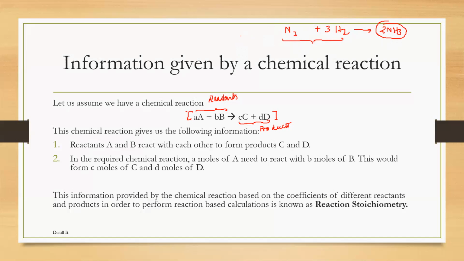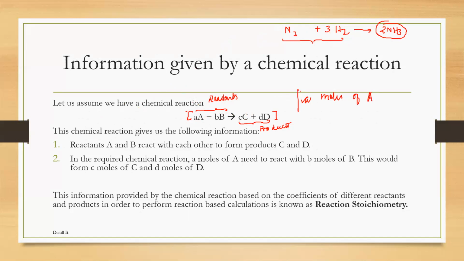The second and very important piece of information that the reaction would give you is how many moles of each reactant are going to react to form how many moles of products. This actually gives you very important information. Let me tell you. For example, if I take this reaction aA plus bB gives cC plus dD, this reaction is telling me that I have a moles of A.